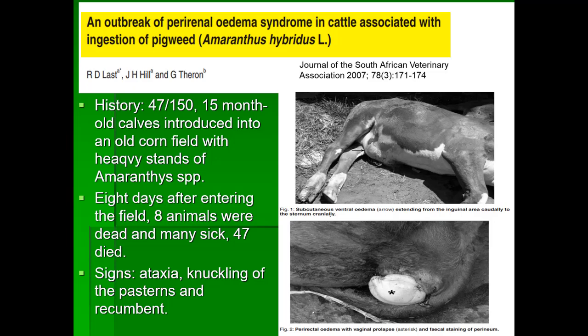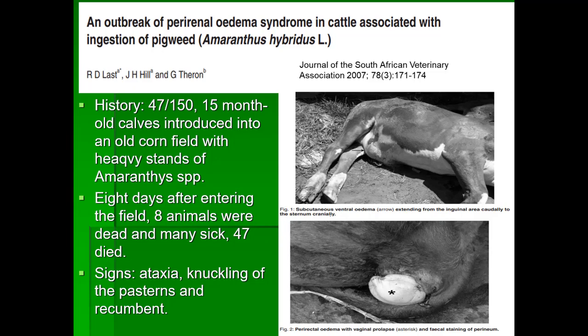I like this one from South Africa that describes an outbreak of perirenal edema syndrome in cattle associated with the ingestion of pigweed. So the history is that they introduced 150 calves into an old field corn with heavy stands of amaranthus, and after 8 days they noticed many animals sick, and 8 of them were dead. This is actually typical for most cases reported.